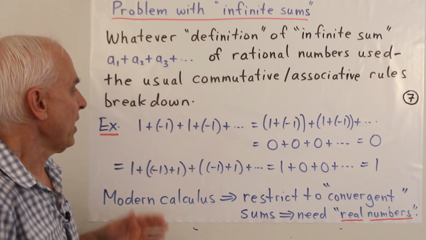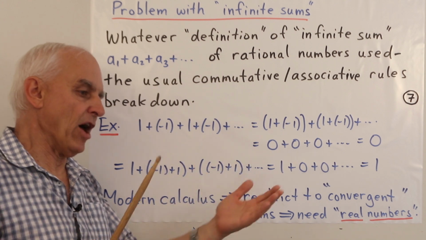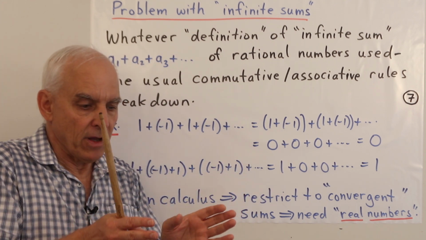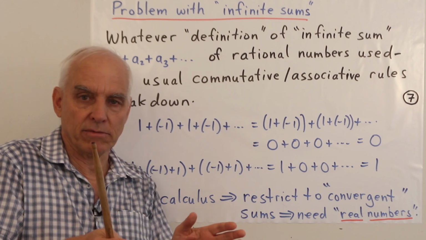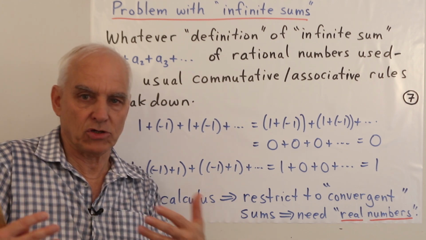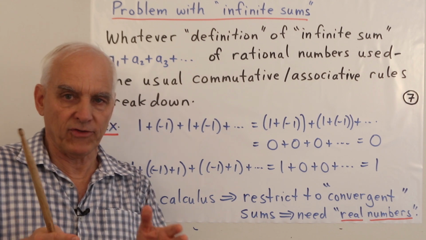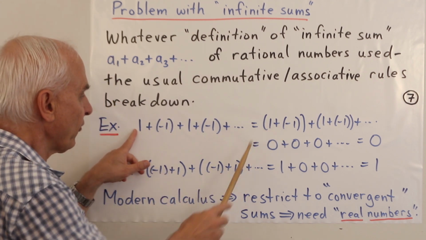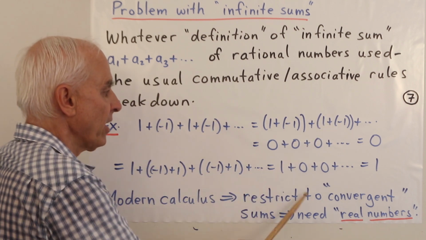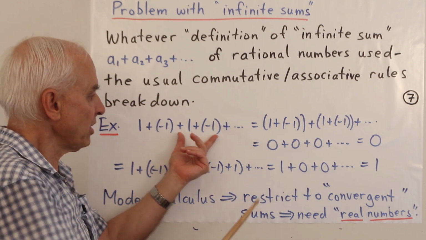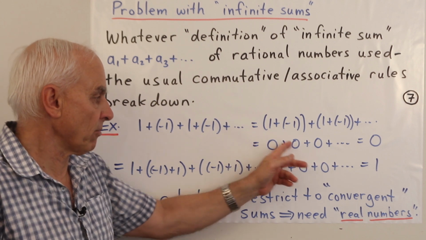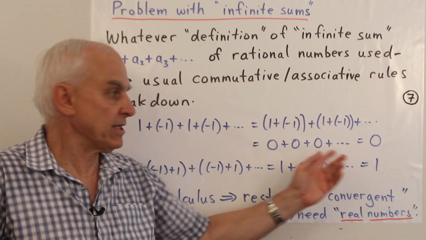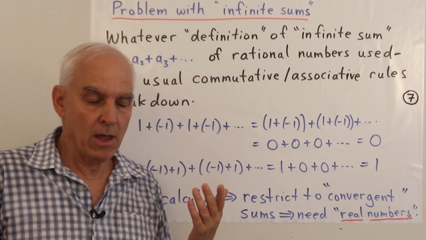If you're going to treat this infinite sum like you treat ordinary numbers, then associativity should be freely available. You should be able to group these things in different ways. In particular, you could group the first two together, 1 plus minus 1, and then the next two together, 1 plus minus 1. Each one of these pairs gives you 0. So you end up getting 0 plus 0 plus 0, and so on. So you have to get 0 for the value of this sum.